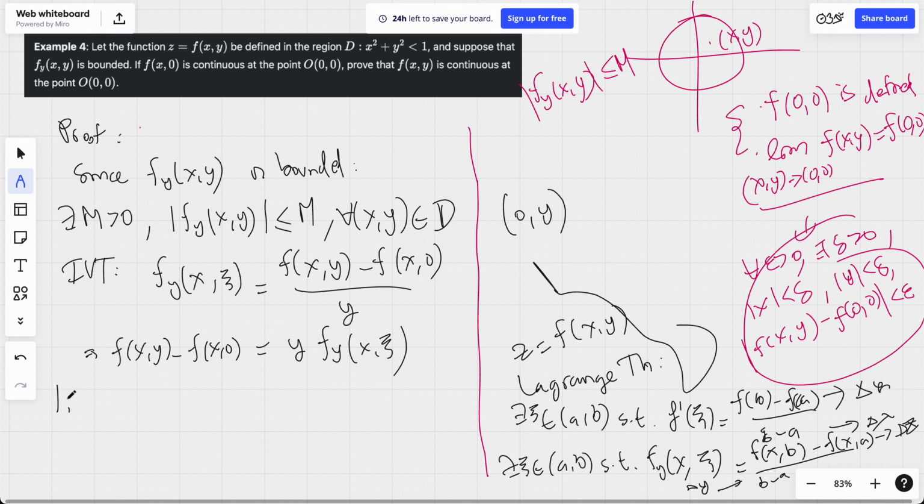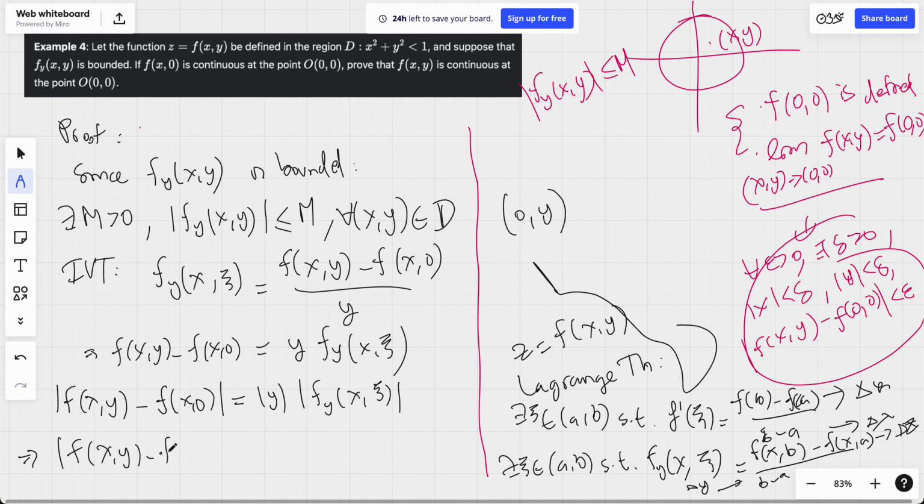And now I'm gonna take the absolute value of both sides. So it's equal to this absolute value and this one. Now we know that this, whatever y is, it has to be smaller than or equal to M. Then we get this whole thing is smaller than or equal to the absolute value of y M. Sometimes I forget to say the absolute value, but anyway.